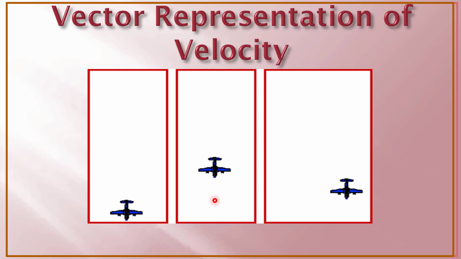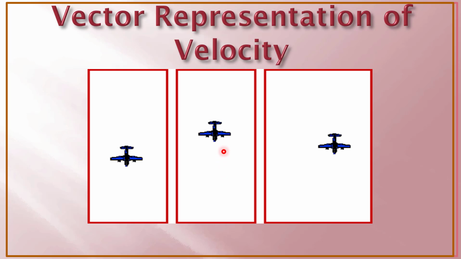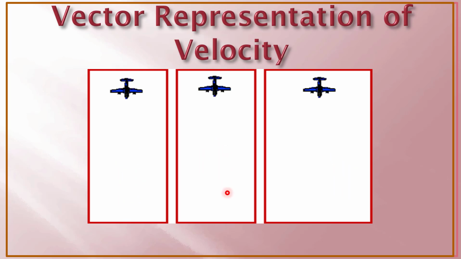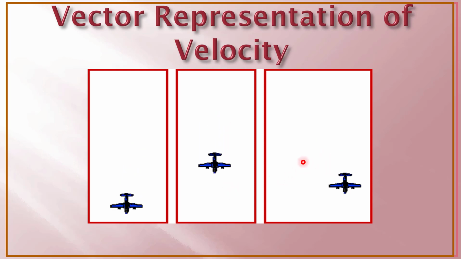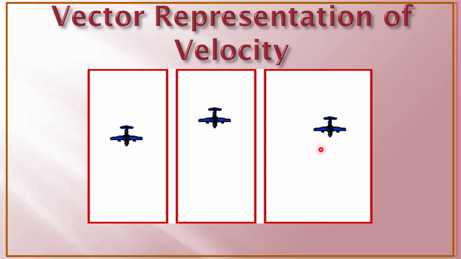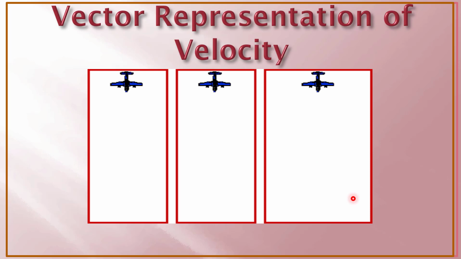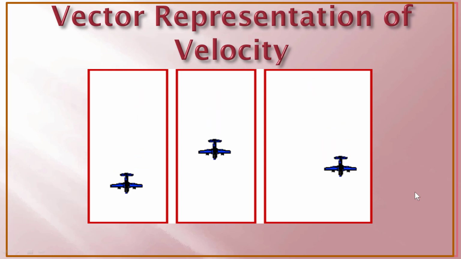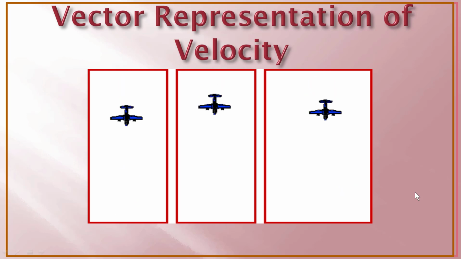In the second case, as wind is blowing opposite to the velocity of the aeroplane, the speed of the aeroplane is less because vectors are subtracted. And in the third case, when there is a crosswind, the aeroplane is moving diagonally. It is making some angle. So how can this angle be calculated? For that we need resolution of vector, we need components of the vector.